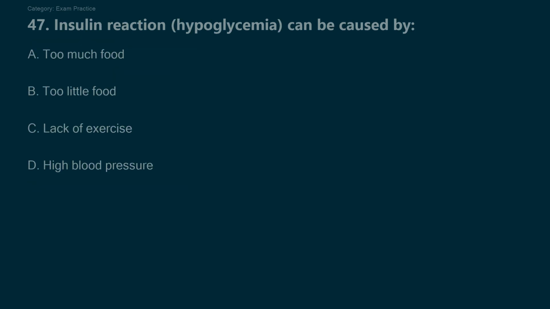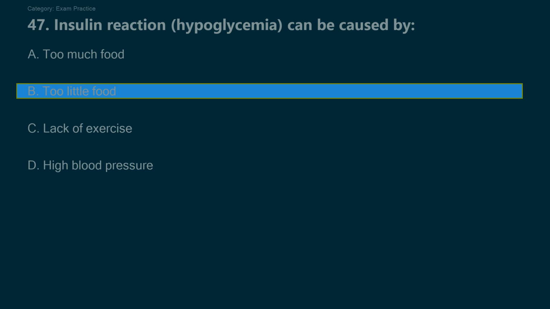Question 47. Insulin reaction, hypoglycemia, can be caused by option A, too much food. Option B, too little food. Option C, lack of exercise. Option D, high blood pressure. The correct answer is option B, too little food.